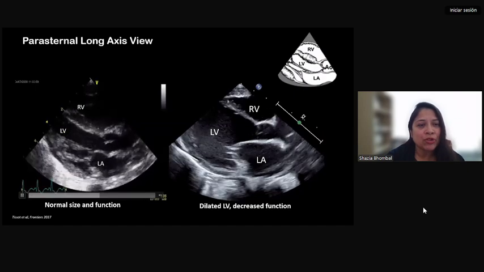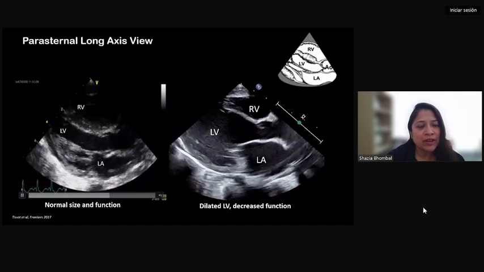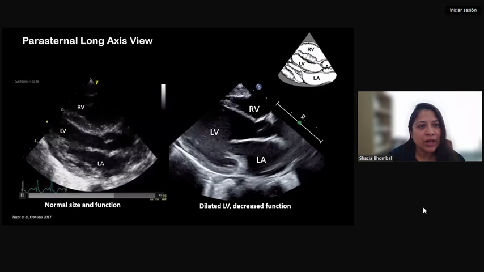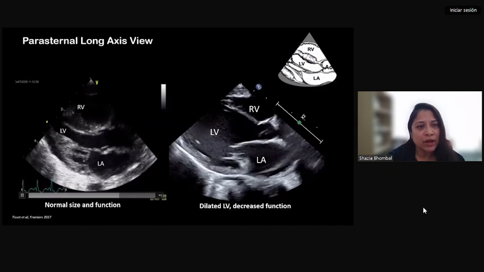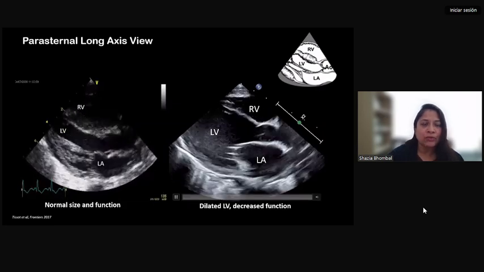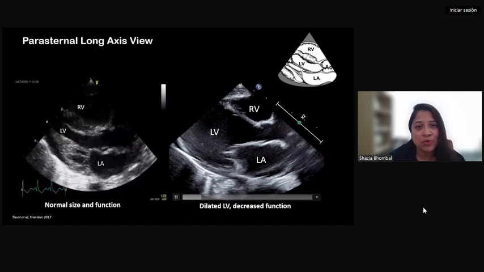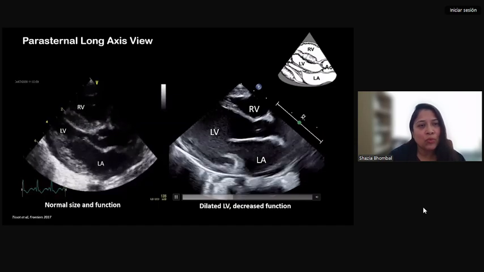So this is a parasternal long axis view where you see the right ventricle is up here. Here's the left ventricle here. Aortic valve, about a rule of thirds: right ventricle, aortic valve, LA. And in this view on the right, you have a dilated LV with decreased function. You can see it just doesn't move that well. And you start recognizing when something looks right.